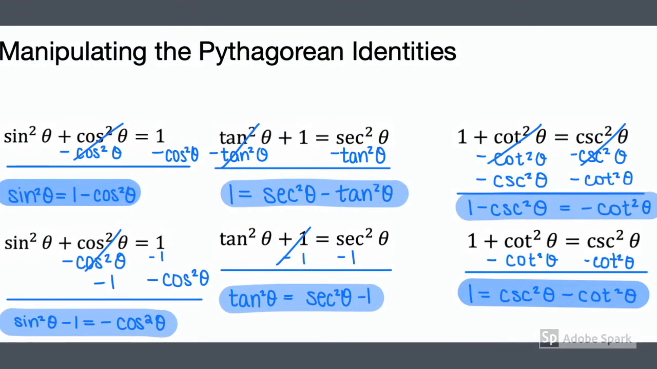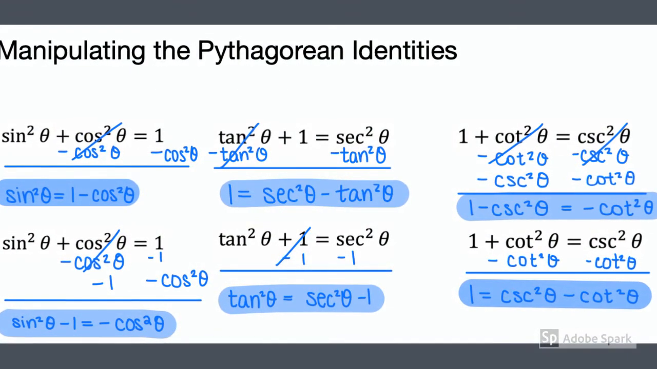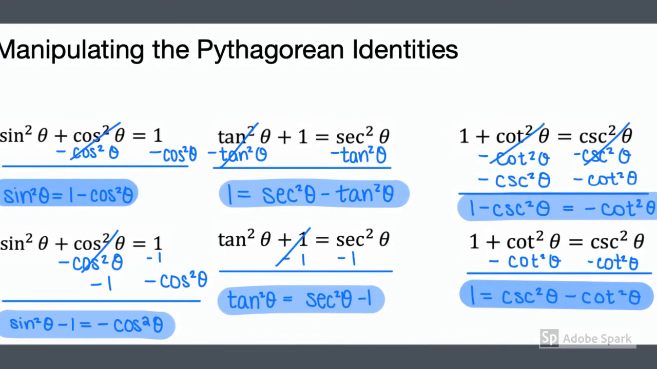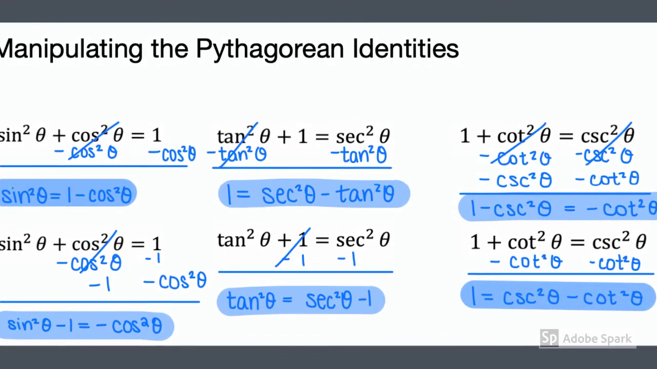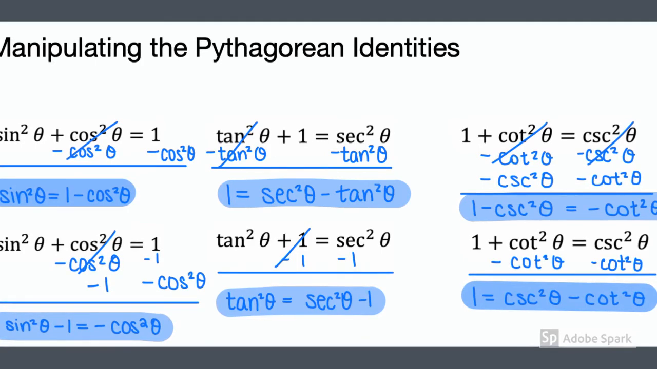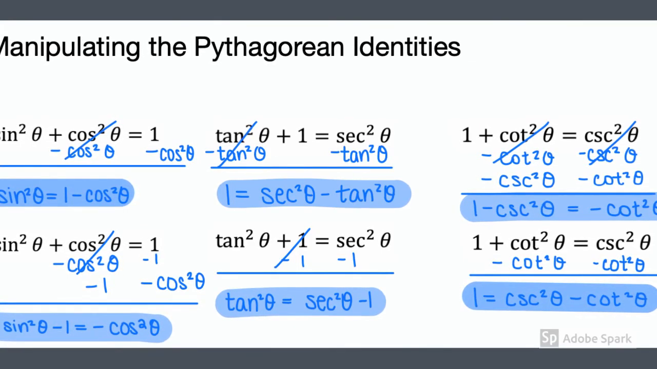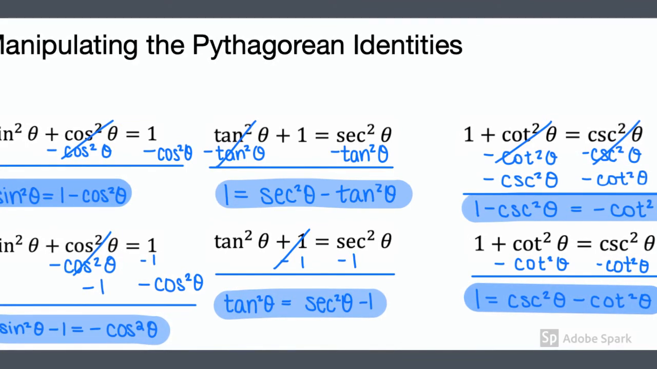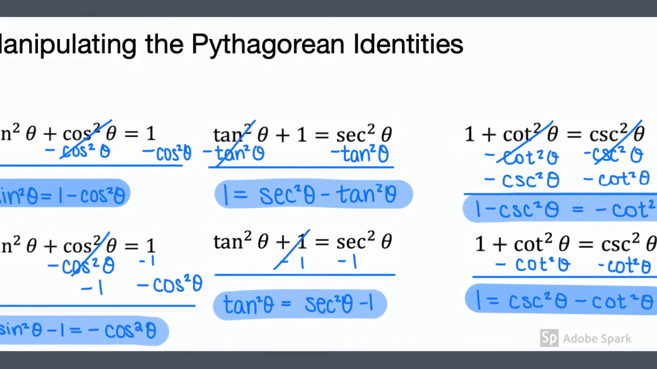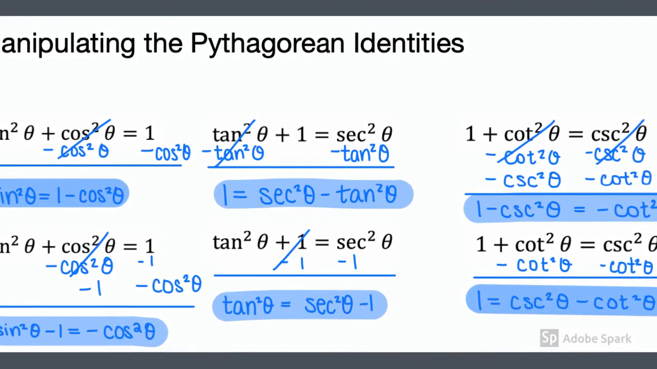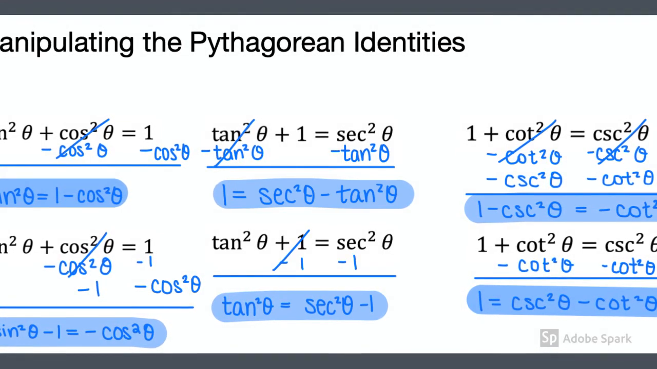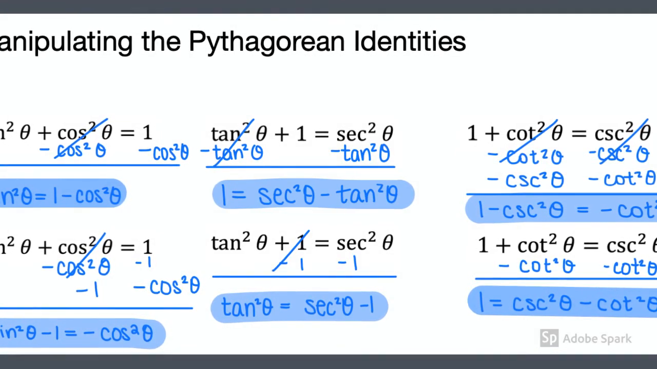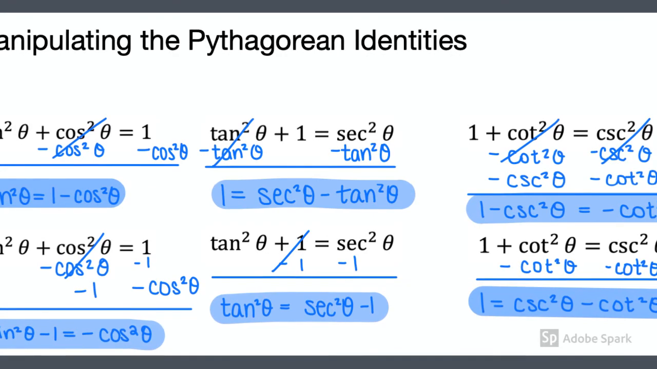In the top one, I subtracted cotangent on both sides and cosecant on both sides, so that I get 1 minus cosecant squared on the left and negative cotangent squared on the right. In the bottom one, I just subtracted cotangent on both sides, so that I ended up with 1 equals cosecant squared minus cotangent squared. All of these options are valid manipulations of the Pythagorean identities, so they're considered identities themselves.